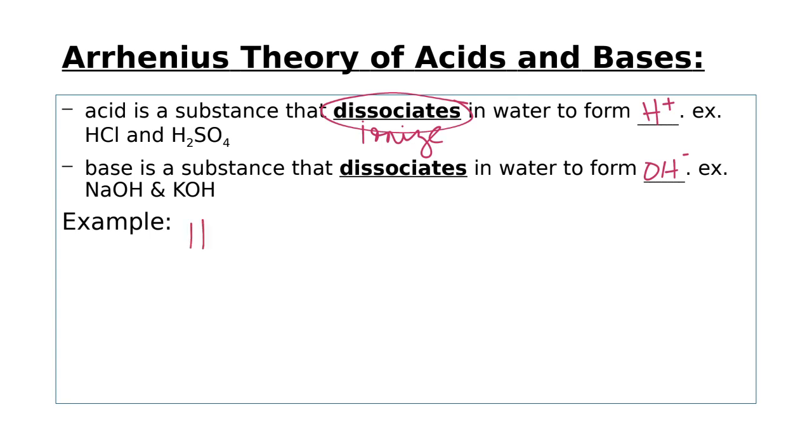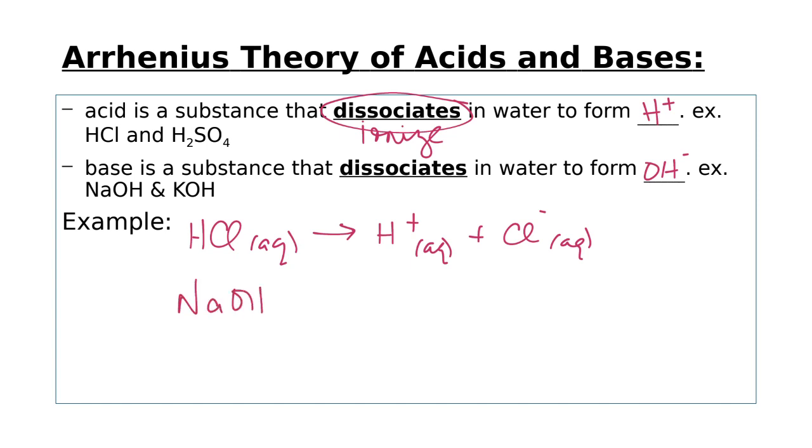So for example, if we have HCl, when we place this in water, it's 100% dissociation. This is a strong acid. And so we get our 2 ions forming. We get hydrogen ion and we get chloride ion coming off. That hydrogen ion is the one that influences the pH of a solution.